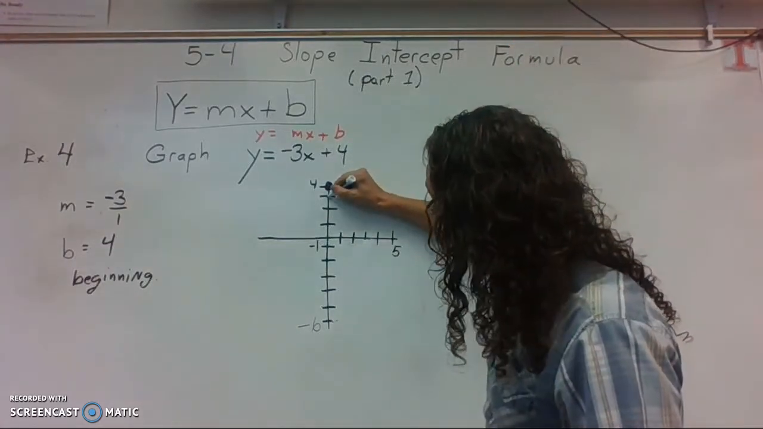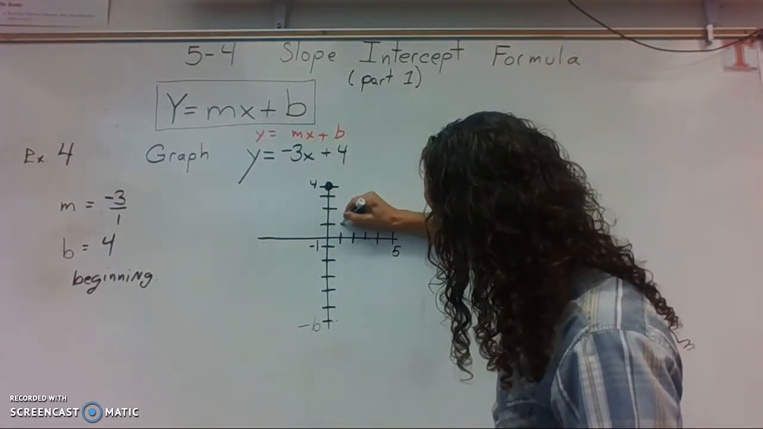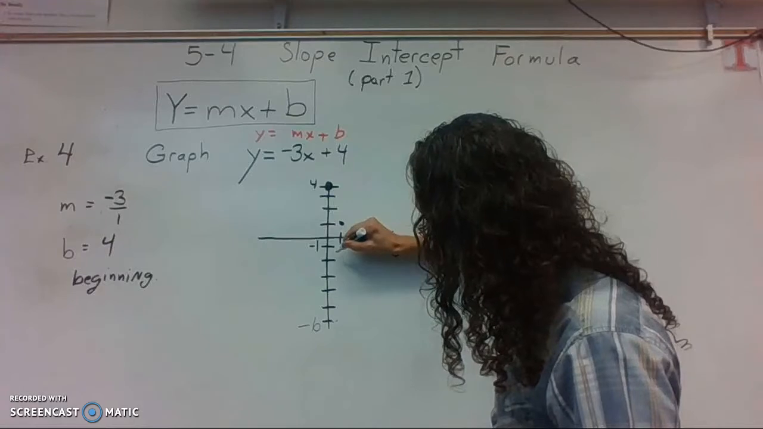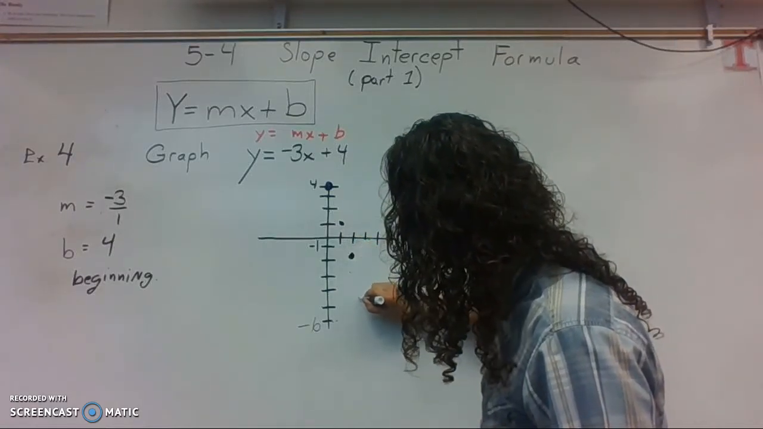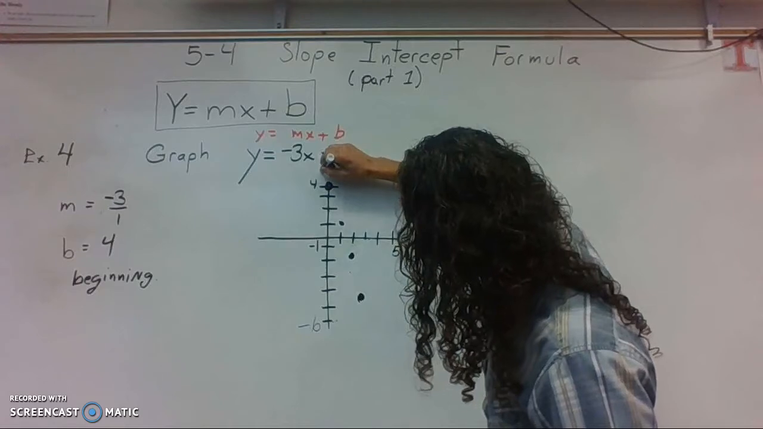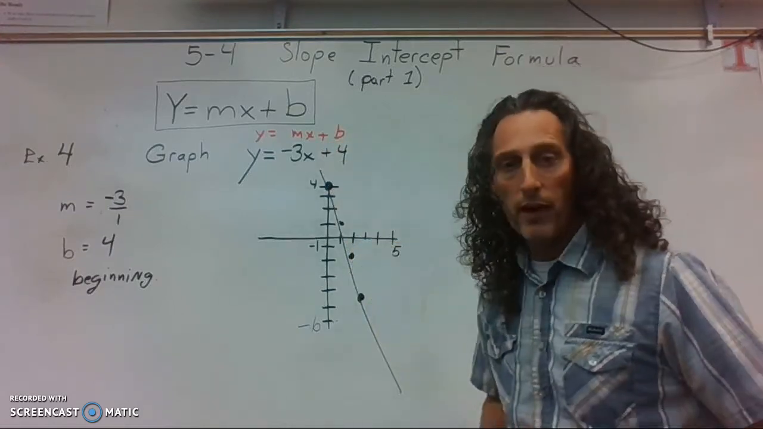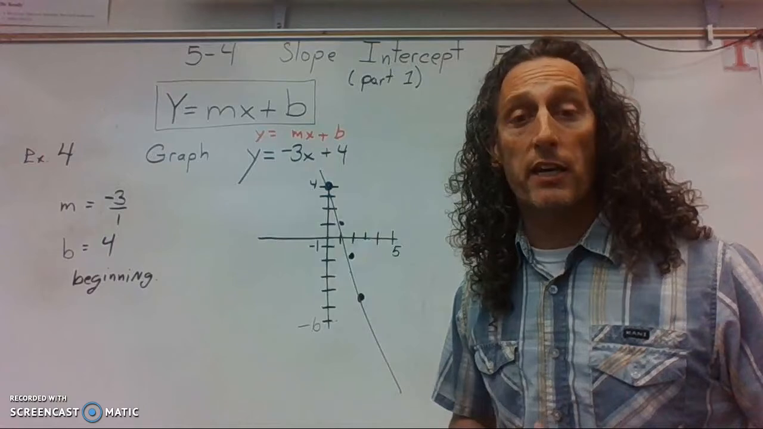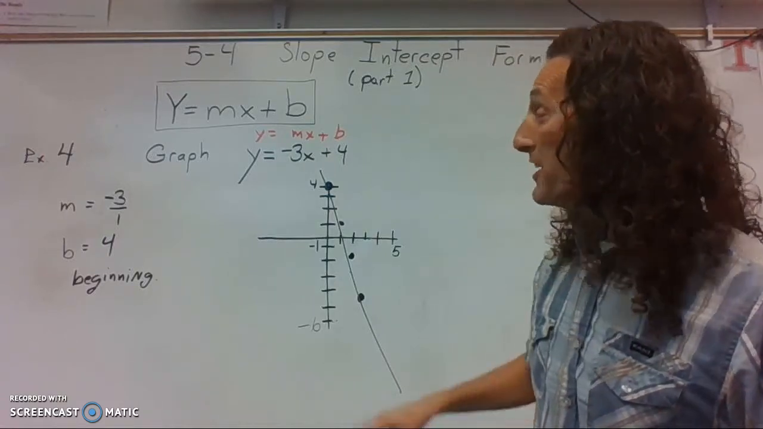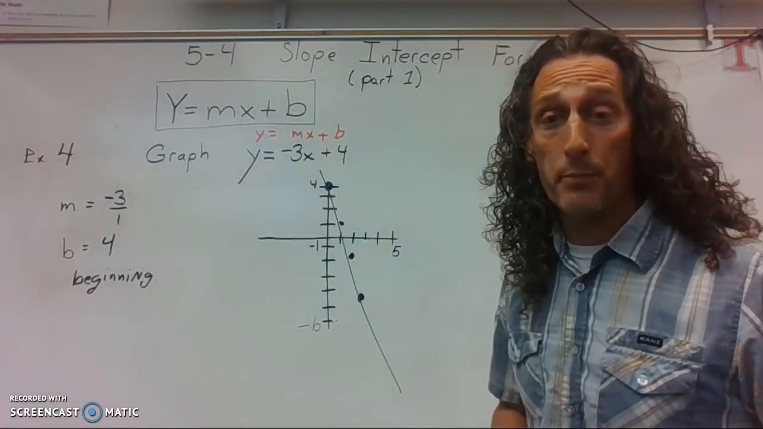Now remember, 3 is a negative, so that means go down. So I'm going to go 1, 2, 3 over 1. I'm always going to the right. 1, 2, 3 over 1. And basically, there's my line. That's how easy it is. Sorry about how sloppy that looks. You won't have to worry about that on your homework. But again, this is how easy it is to graph this type of stuff.